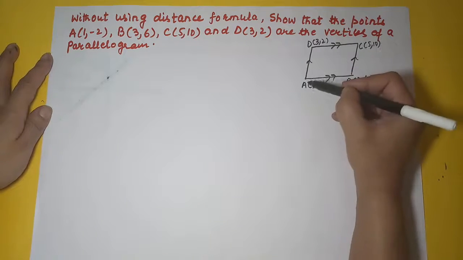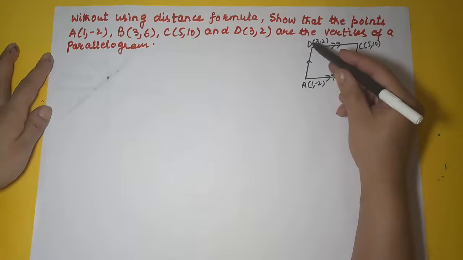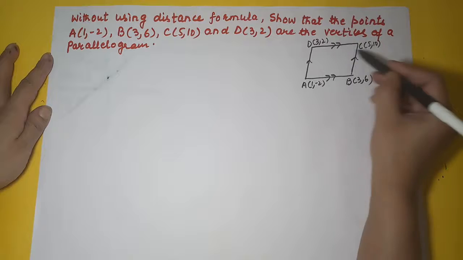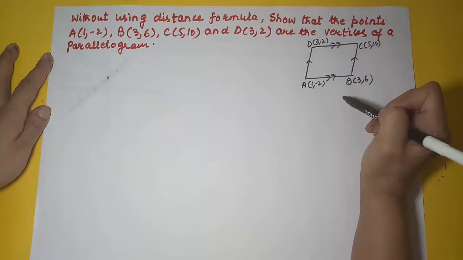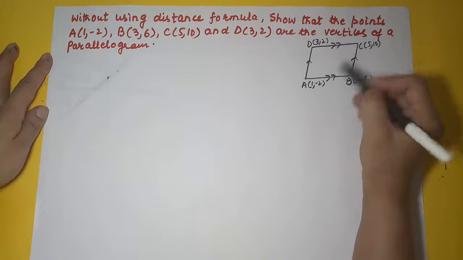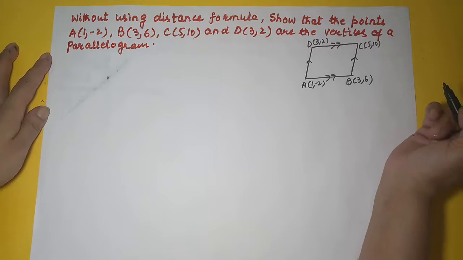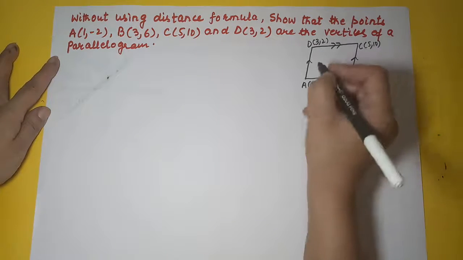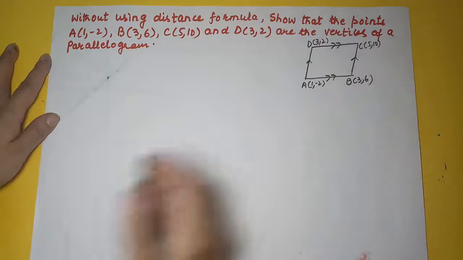So with the slope, if I prove that the slope of AD is equal to the slope of BC, that means AD is parallel to BC. Similarly, if I prove that the slope of DC is equal to the slope of AB, I can say that DC is parallel to AB. So I have proved that ABCD is a parallelogram, right? So I can prove this by finding the slopes of all the sides.